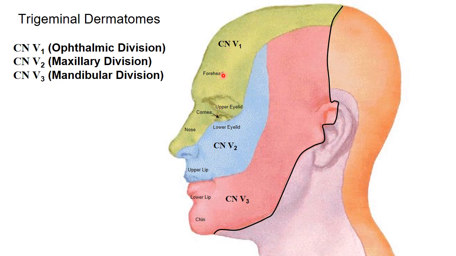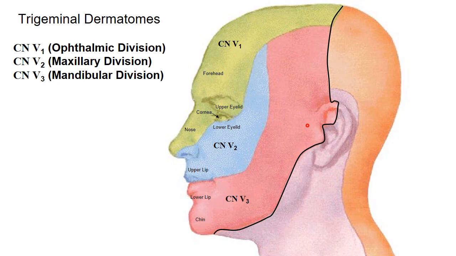And the key landmarks here are the forehead, upper eyelid, and the cornea, the actual anterior surface of the eye, and sort of the bridge of the nose and the tip of the nose. Okay, upper eyelid, forehead, the tip of the nose here, and the bridge of the nose, and the cornea, that's all V1. The V2, or maxillary division of the trigeminal nerve, that dermatome consists of the lower eyelid and the upper lip.